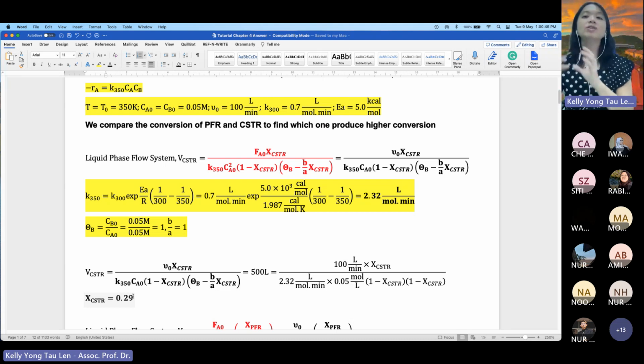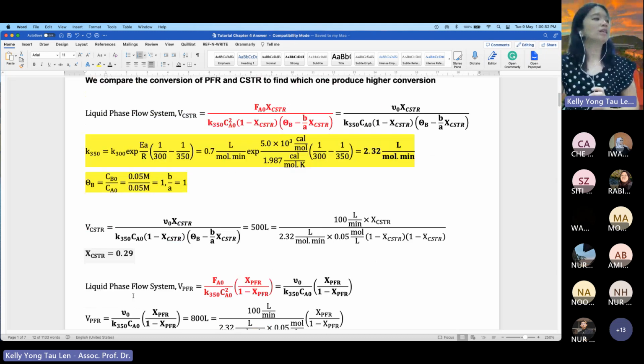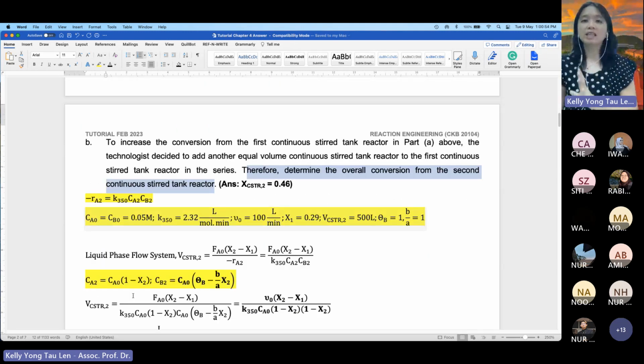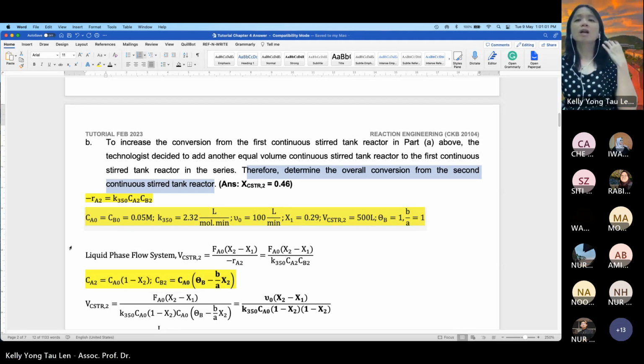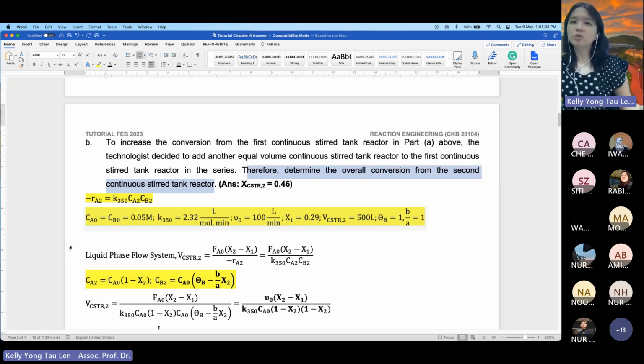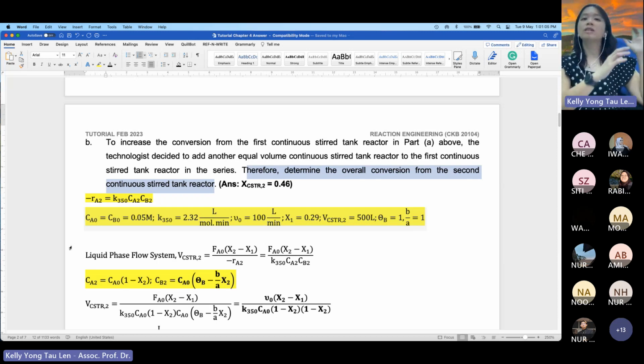I connect in series to the next CSTR of 500 liter, and I would like to know what is the conversion in the second reactor in series, when I add that second reactor. Okay, so that means we have to find X2. We already know the volume of CSTR1 is 500 liter, X1 is 0.29. I have volume CSTR2 500 liter, X2 is what we want to find.